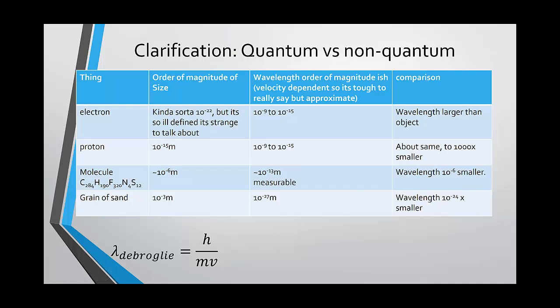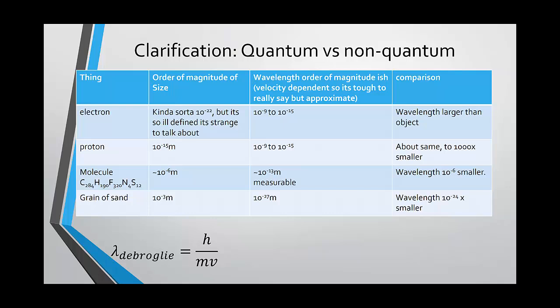I wanted to make a quick video to clarify something that I've been getting a lot of questions on. This is partly due to the way that the homework problem is explaining things as opposed to how I'm explaining things. So when we're talking about quantum versus non-quantum objects, there isn't a hard and fast line.